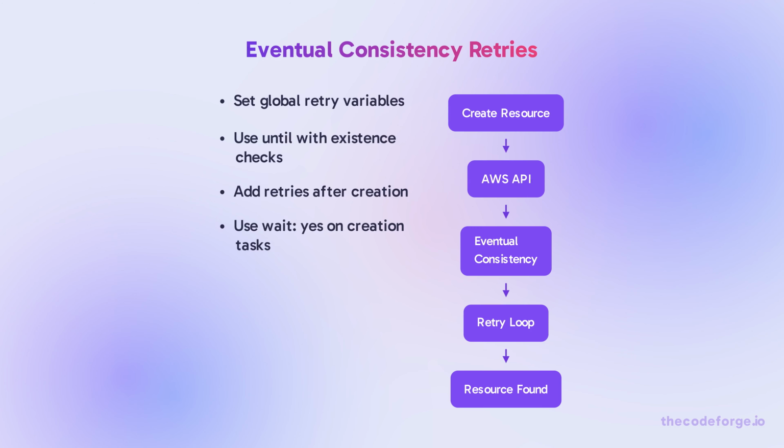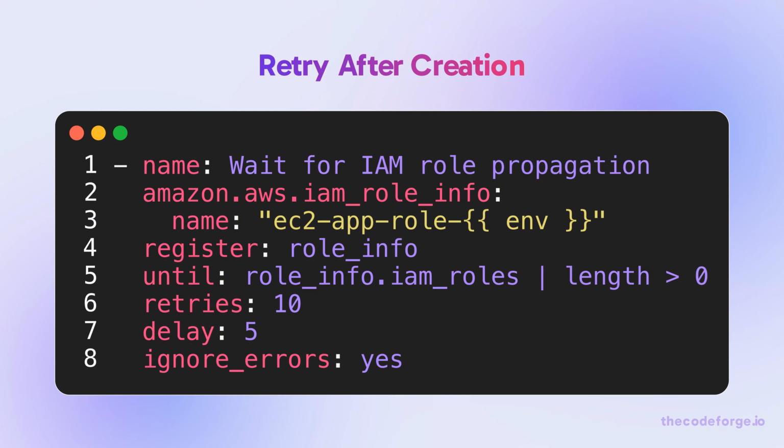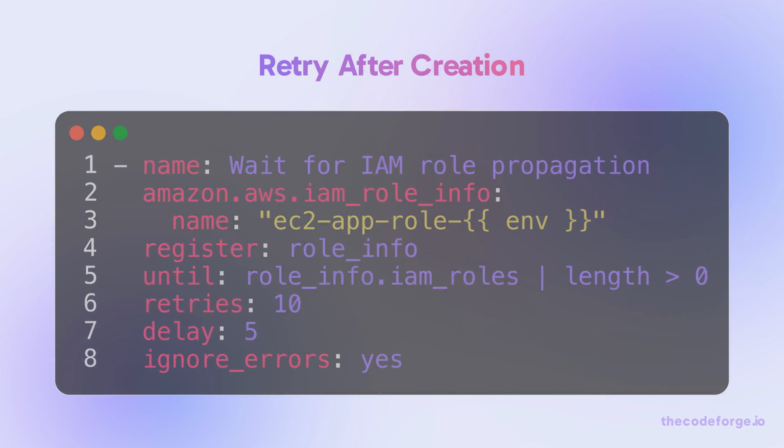Amazon Web Services APIs are eventually consistent. After creating a resource, it may not be immediately visible. Use retries and until conditions to wait for the resource to appear. Set global retry variables in group vars. This task waits for an identity and access management role to be visible after creation. It retries up to 10 times with a 5-second delay until the role is found.